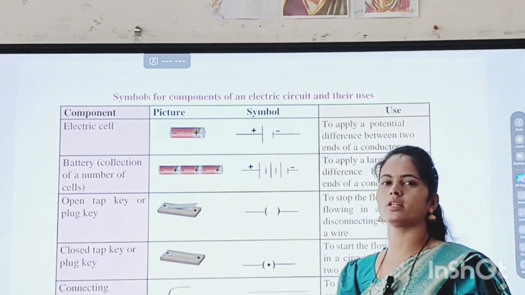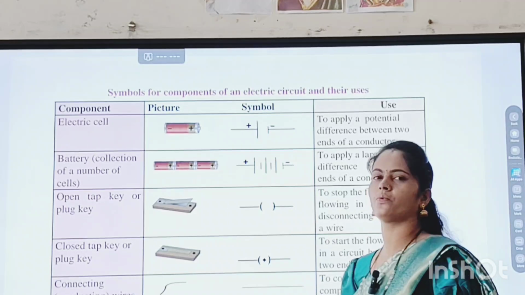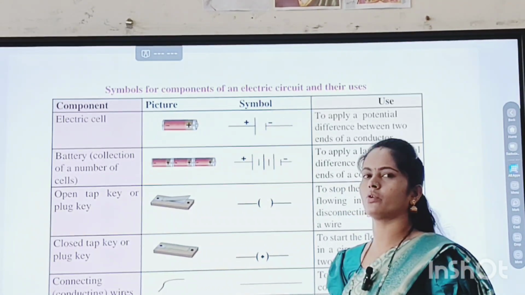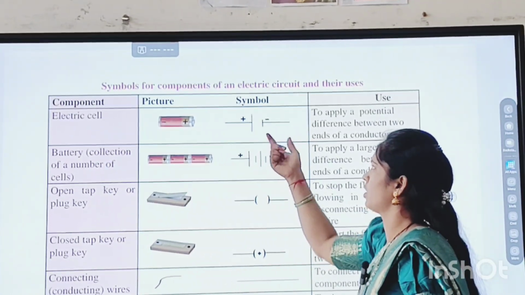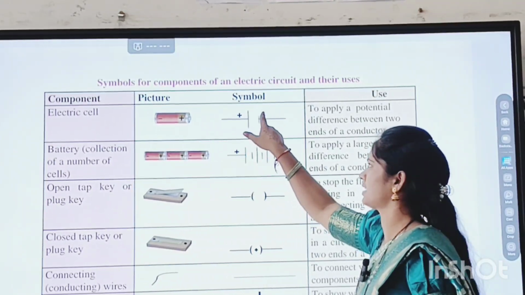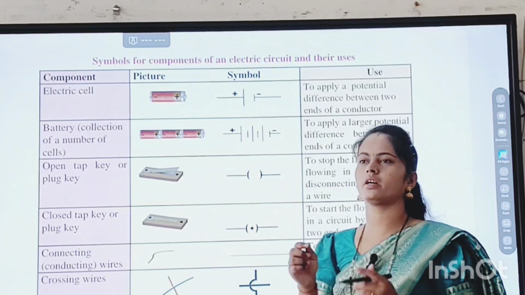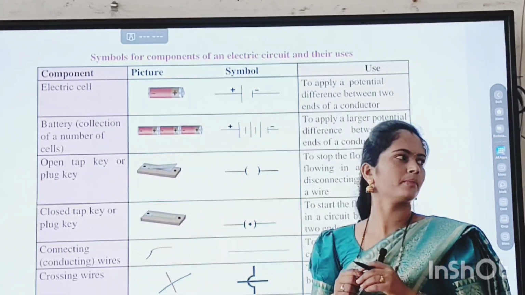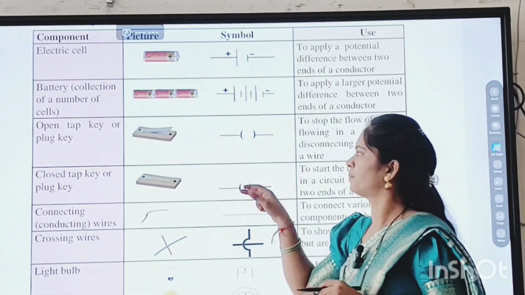Here are some symbols given for the components of an electric circuit. First one, electric cell. We know this cell is used in our watch or any car or playing toys. The symbol for this is two lines, one larger line having plus charge, a smaller line having minus charge. Then battery. When we connect two or more cells in series, it is called a battery. Then key, this is a plug key.